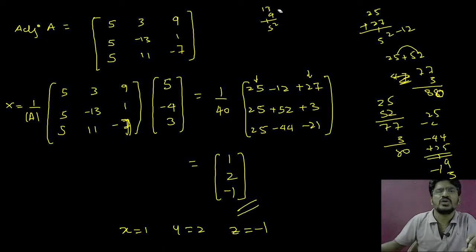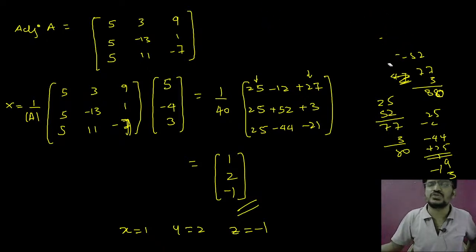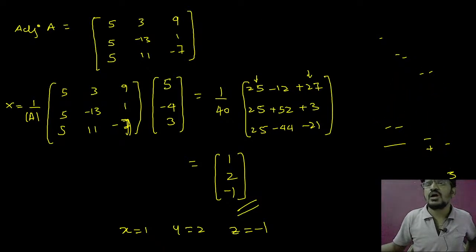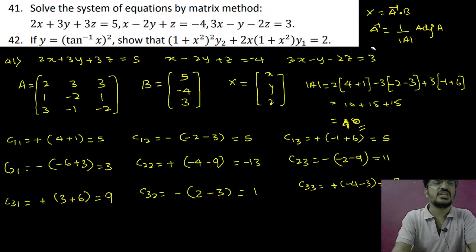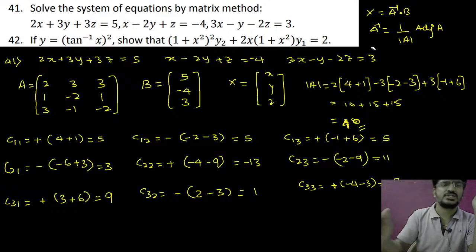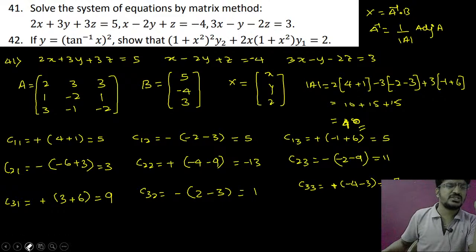Clear? So here you have very big chances to get wrong answers. So that's why be careful. And once you get the answer, you can use them in the equation. Once you get your answers, you got x, y and z. Now you can use them in the equation 2x plus 3y plus 3z equal to 5. You can use them in the equations which are given, and if they get true, then your answer is right.